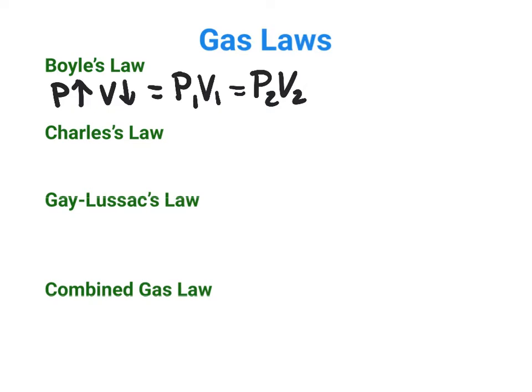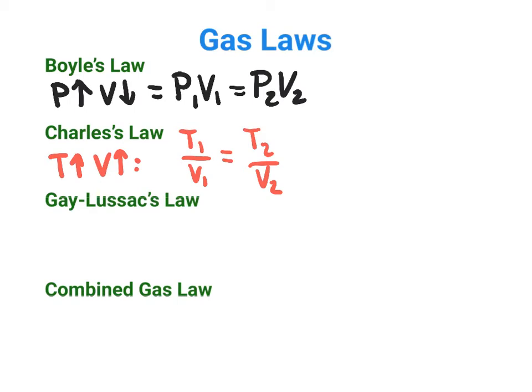Charles's law talks about the temperature and the volume of a gas and says they vary directly with each other. So as the temperature of a gas increases, so does the volume. It is written by the equation temperature over volume is equal to the new temperature over the new volume, or T1 over V1 equals T2 over V2.